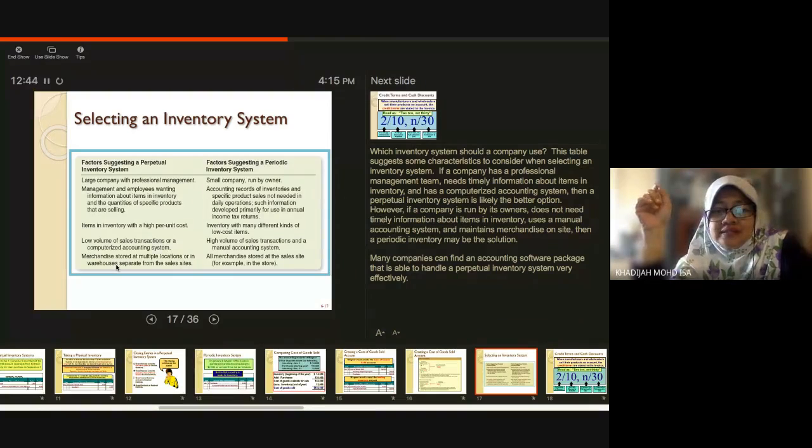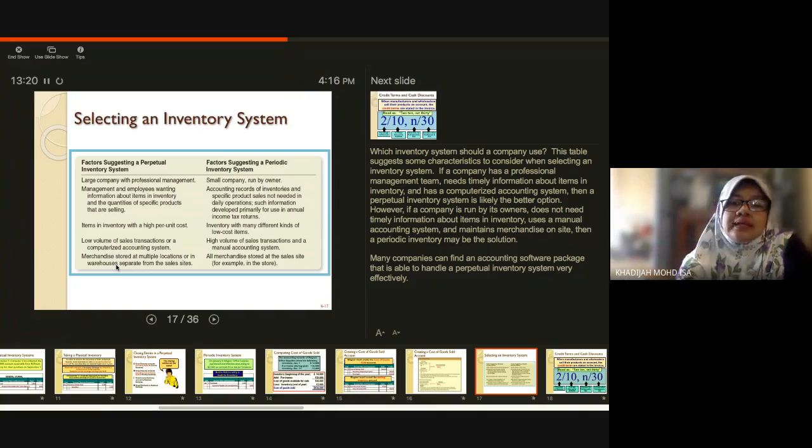High volume of sales transactions and a manual accounting system, and all merchandise you only have one site, right? You only have one site for all your goods store. So you don't have to think about the total sales or total inventory across multiple sites. In that case, you only have one warehouse, for example, or one small store. Then you should be using periodic. Again, this is more relevant for high volume but low cost items. So that is the periodic inventory system.